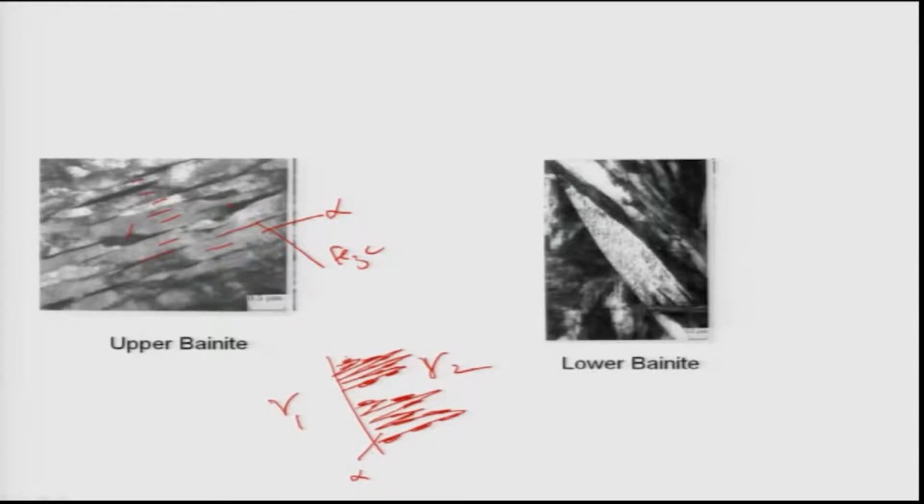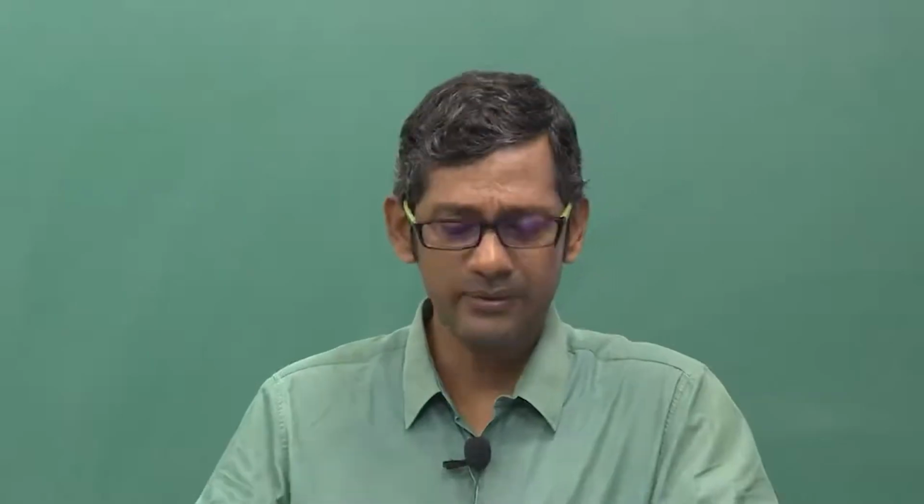This is a typical structure of upper bainite. This is what you have to understand. How does the transformation happen? Transformation basically happens in the way that when undercooling is very large, nucleation of alpha is very easy, because large undercooling means the driving force for nucleation and growth is high.